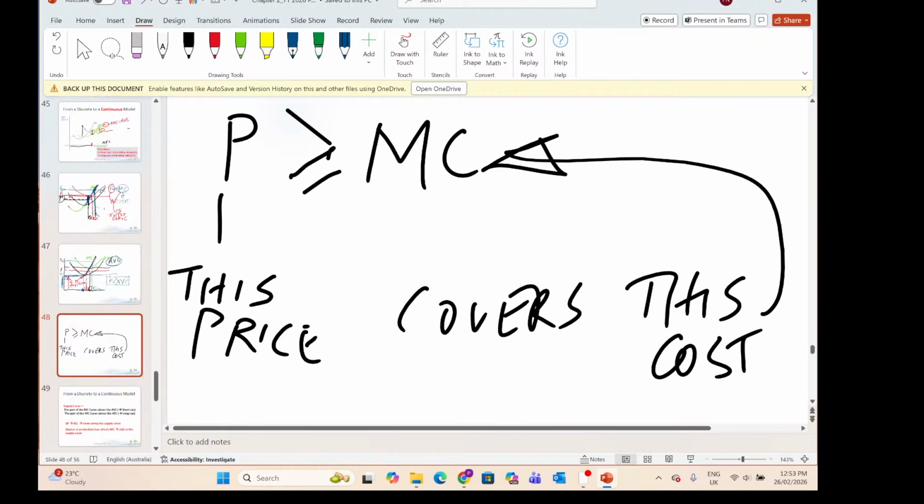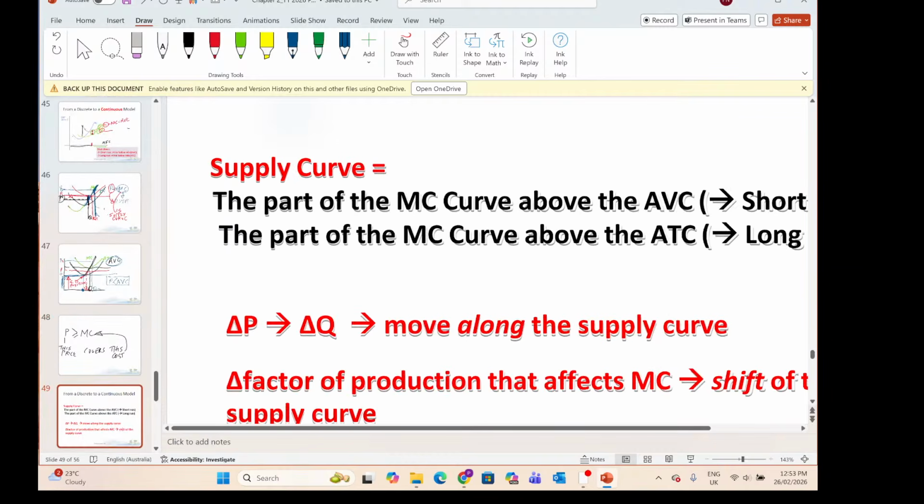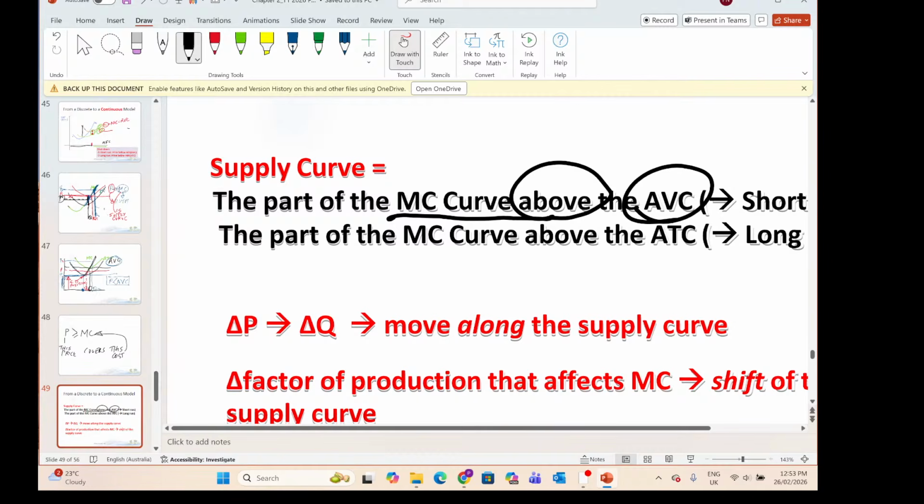So now we can pretty much finish our lecture off here. When we're talking about the supply curve, here's our last slide for today. The part of the marginal cost curve above the average variable cost curve is part of the supply curve. And the part above the average total cost curve will allow us to survive in the long run, because that's a viable spot for the firm to exist over a longer period of time.